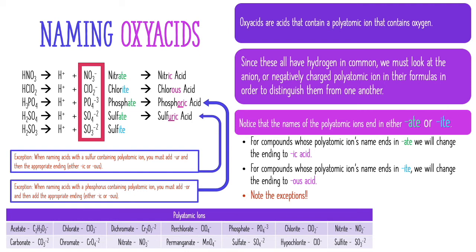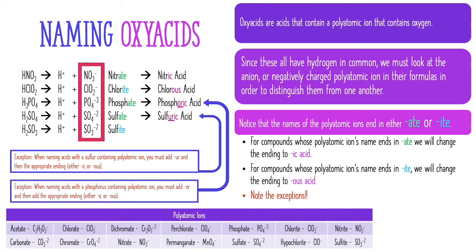And for sulfate, sulfate becomes sulfuric acid. So just like we did before, we have to add the UR, and this ends with ATE, so here's the rule, here's the exception here for sulfur containing polyatomic ions. You must add UR and then the appropriate ending, which is either IC or OUS. And in this case, because it ended in ATE, we're going to add IC. So sulfuric acid.